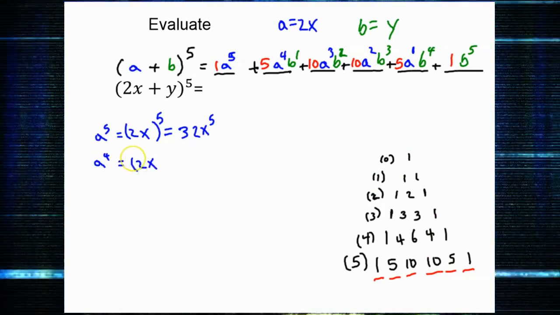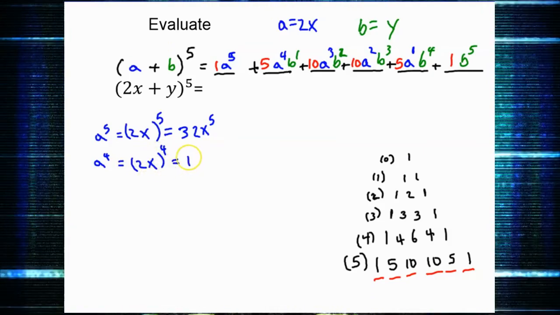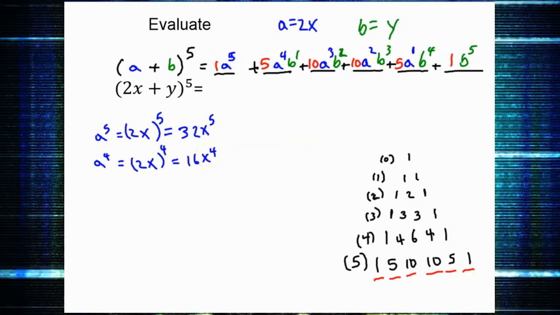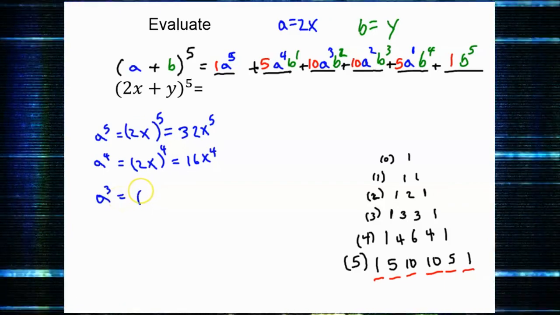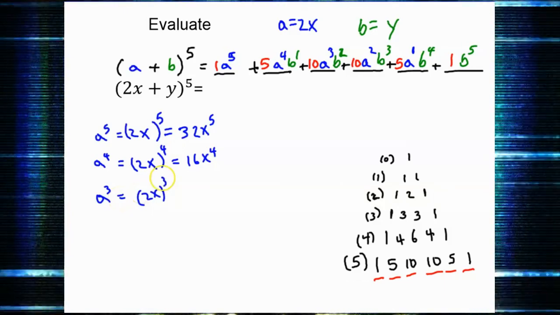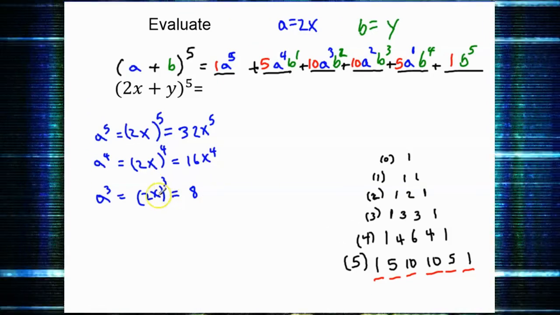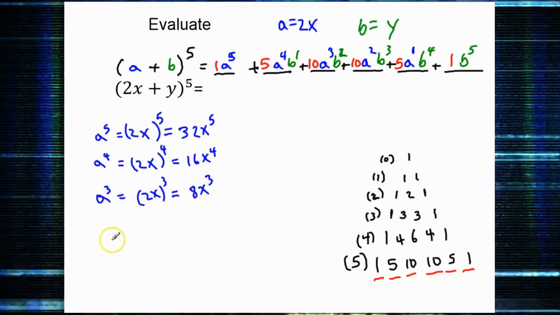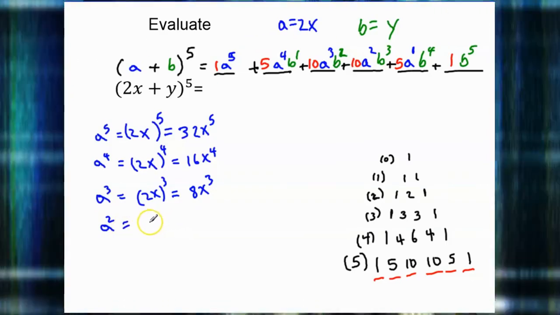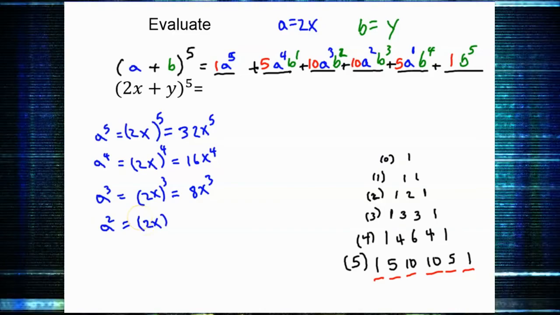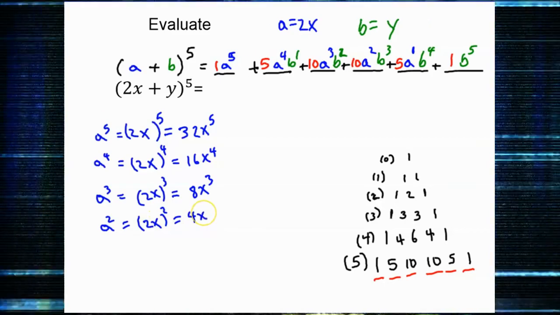A to the 4th is going to be 2x to the 4th power, since a is the same as 2x. 2 to the 4th power is 16, and then we have that x to the 4th. A to the 3rd is basically 2x to the 3rd power. 2 to the 3rd is 8, and then that x to the 3rd is still x to the 3rd. So now a to the 2nd, same process, we're just going to do 2x to the 2nd power, and 2 to the 2nd is 4, and then we have x squared.